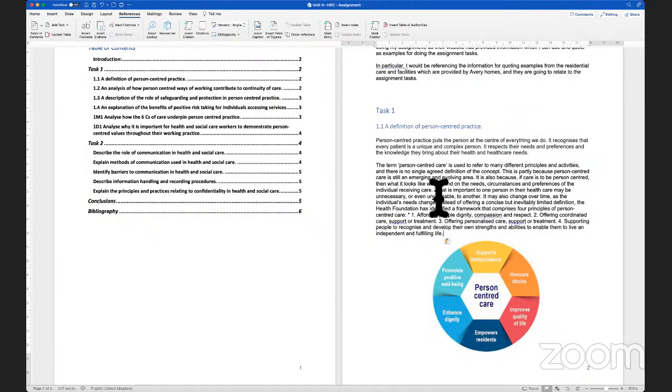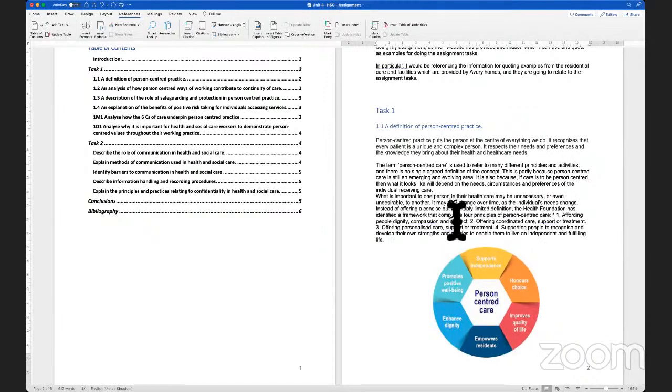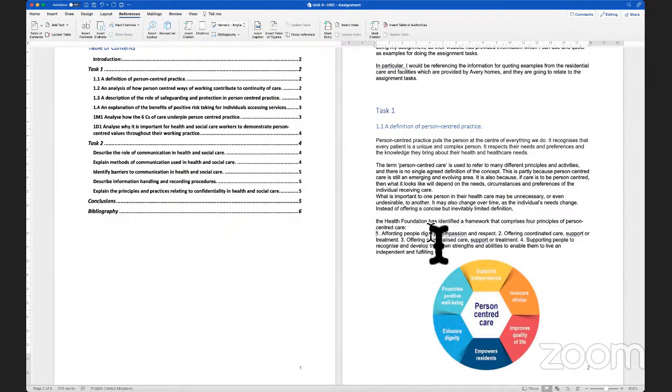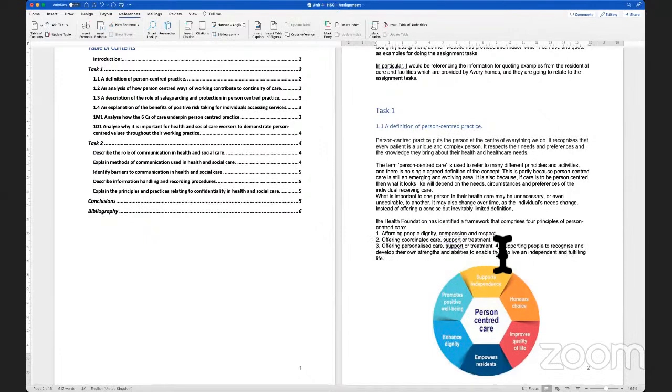And as you can see, this would be broken down into one or two paragraphs. And then what I would say is that the Healthcare Foundation includes a framework, and it talks about people being able. So these are the 4 or 6 underlying principles that we talk about for person-centered care, which would be included.